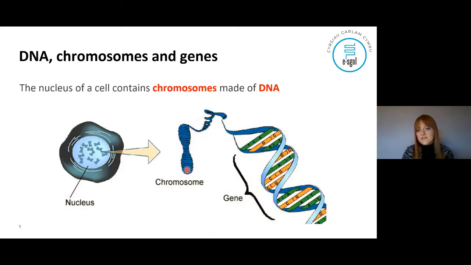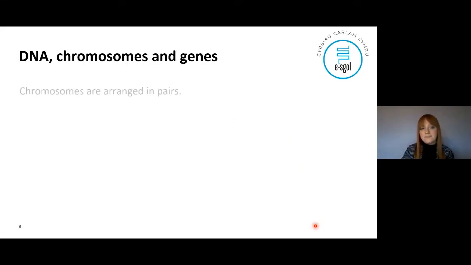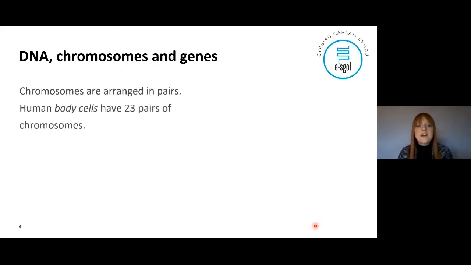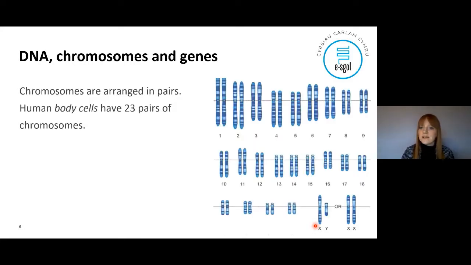This is an individual chromosome, so this would be one. And if we were to pull the end of that chromosome, it would unravel and it would be made up of a chemical called DNA, deoxyribonucleic acid. Okay, and we can see here that if we take a section of that DNA, that's what we understand to be a gene, a section of DNA. Chromosomes are arranged in pairs like this.